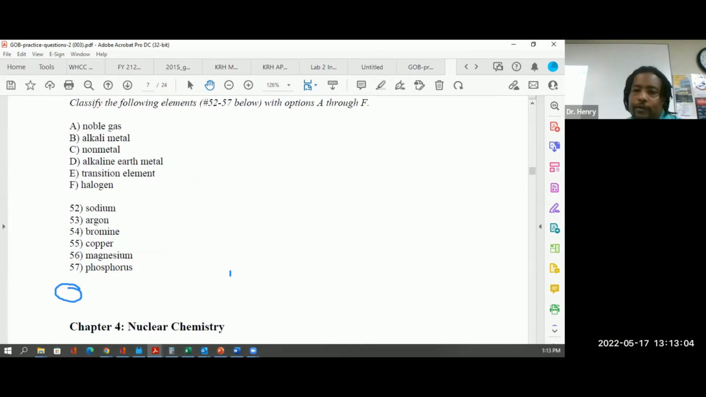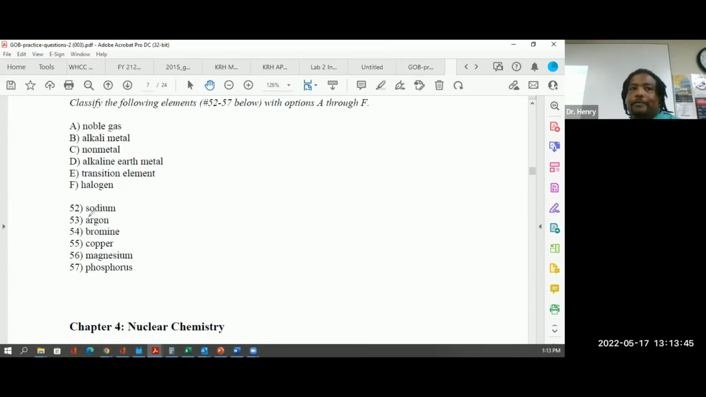Okay, so we need to match the element with what it is. It could be multiple in this case. You can have multiple ones that be correct. Okay. Sodium: is it a noble gas? Is it an alkali metal? Is it a non-metal? Is it an alkaline earth metal? Or is it a transition element? Or is it a halogen or transition metal?